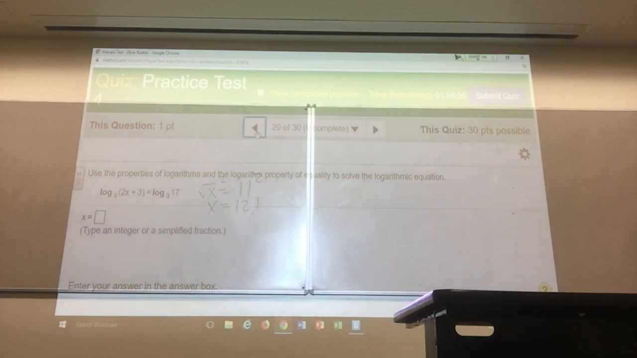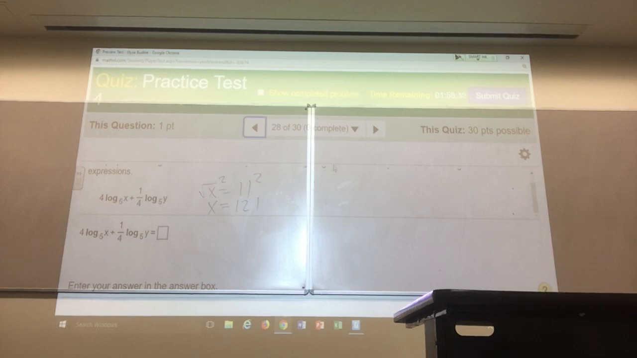Okay. This is pretty much the same thing, right? Just with a little extra solving at the end. This is putting it into a single log. Are we good at this? Do we want to see it? Yeah? Okay.